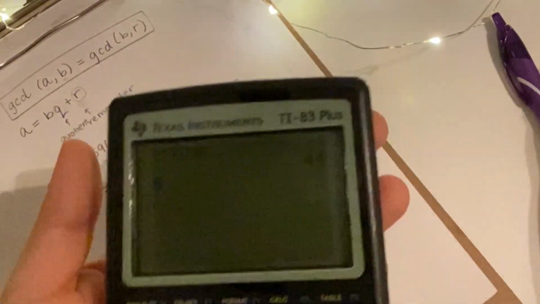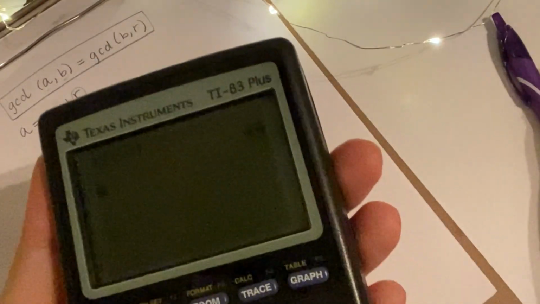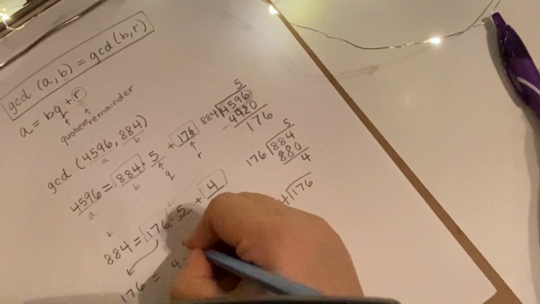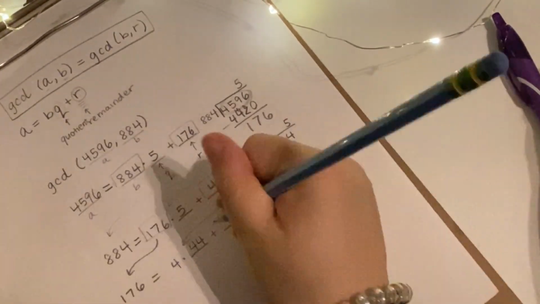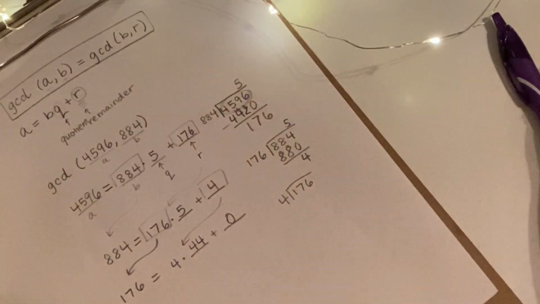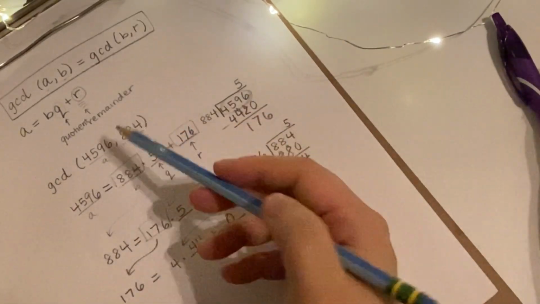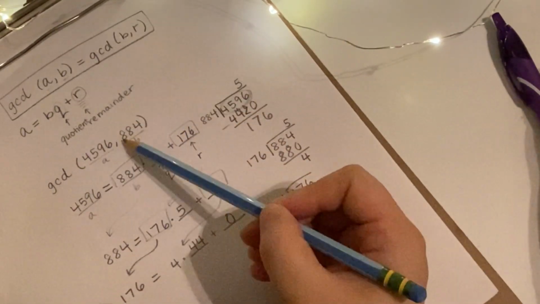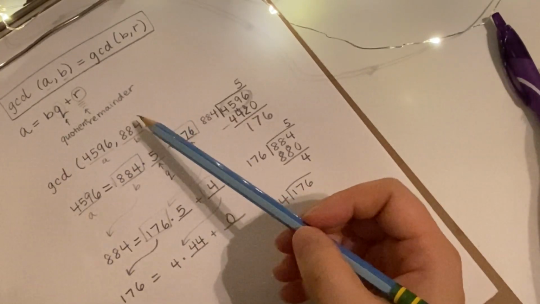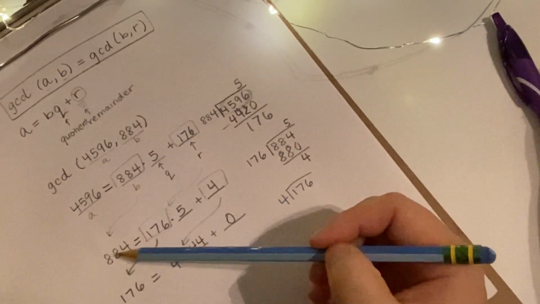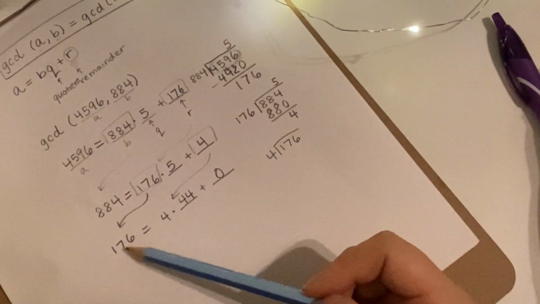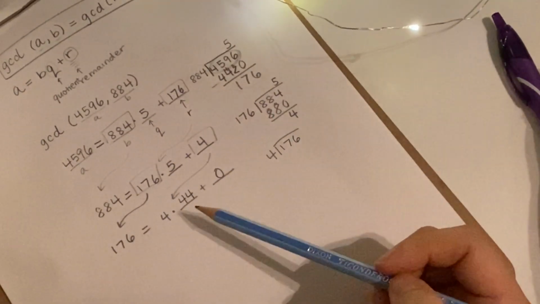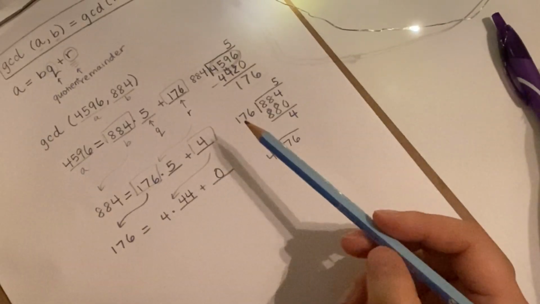I get 176 equals 4 times 44. And there's no remainder. There's no decimal, so that means the remainder is 0. So the GCD of 4596 and 884 is the same as the GCD of 884 and 176, which is the same as the GCD of 176 and 4.